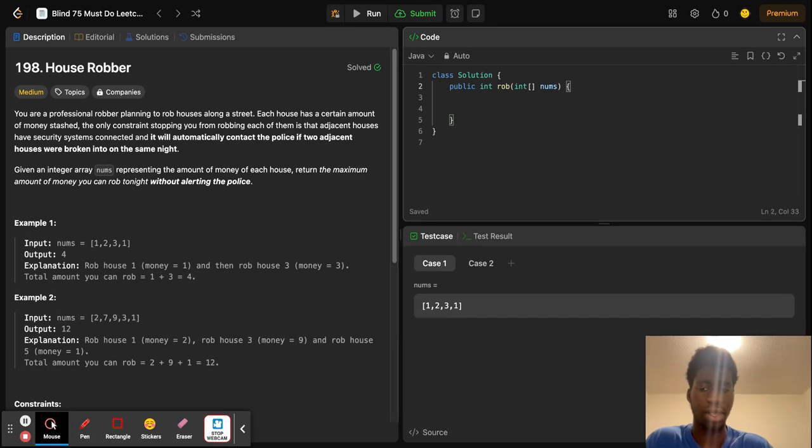So the first house and the third house would have a combined amount of $4, because you add them together. But you cannot rob the house adjacent to 3, which is 1, and you cannot rob 2 because 2 is adjacent to 1. So that's the whole situation. It's a very intuitive problem. So I'll explain my approach to this problem.